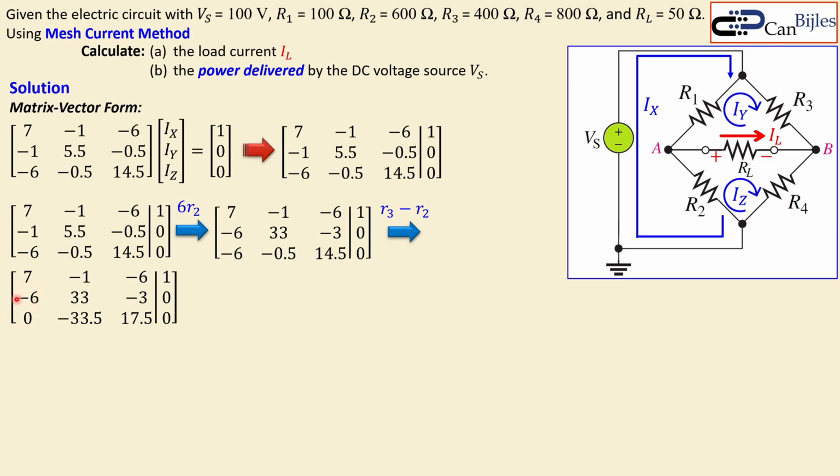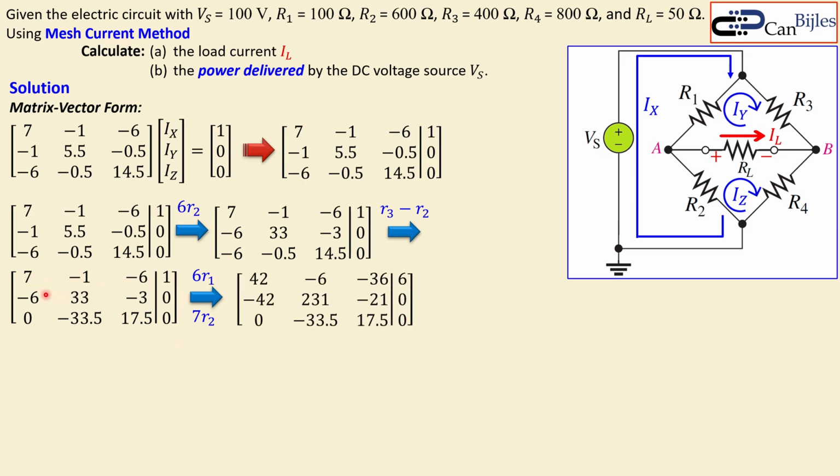Now I want to have this 0. How can I do that? Of course I can say I will take the 6 over 7 times row 1, but that will be a little bit difficult using fractions. The better and also safer way is to multiply row 1 by 6, and also multiply row 2 by 7. So what you get is the following.